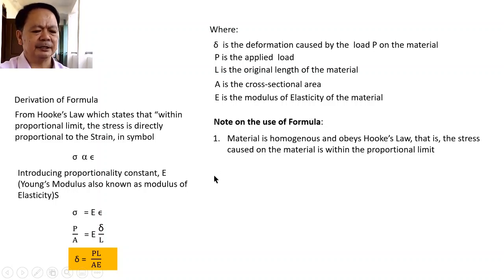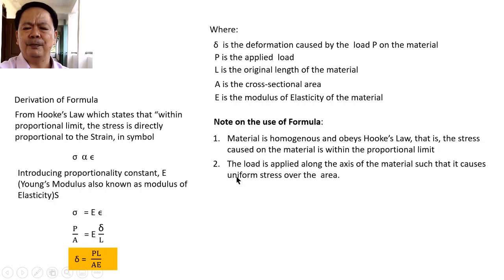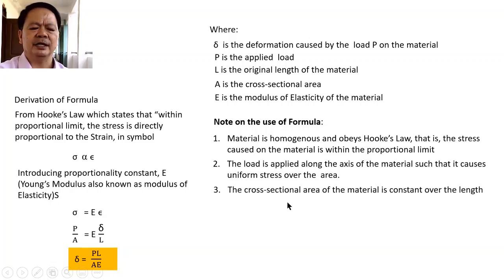The second one is that the load applied on the object must be along the axis of the material. That is to make sure that it causes uniform stress over the area. And the other one is that the cross-sectional area of the material is constant over the length. Dapat yung cross-sectional area ng material will be the same all throughout the length of the material.